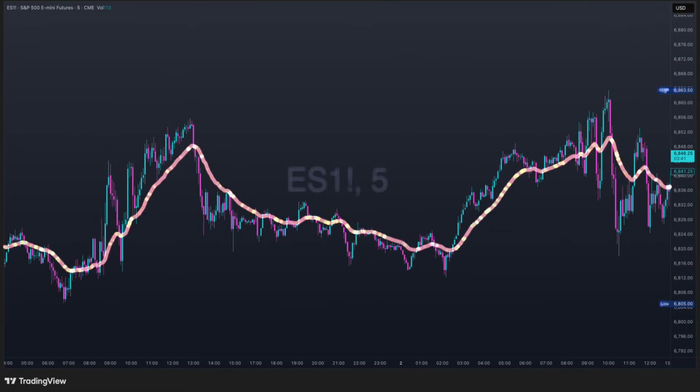A moving average is a line that smooths price by taking the average over a defined period, like 9, 12, or maybe 26 bars. So at its most basic, a moving average can help us see a trend clearly in the noise of a candlestick chart.